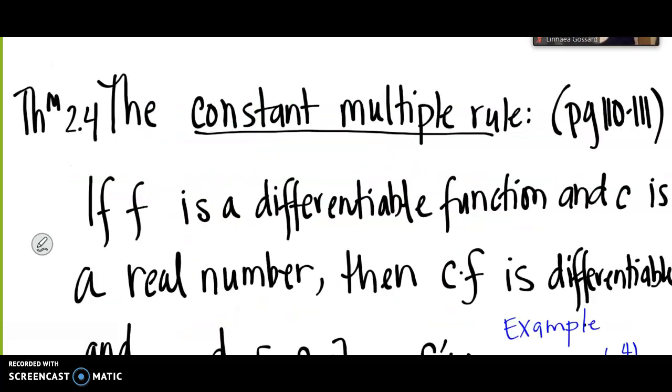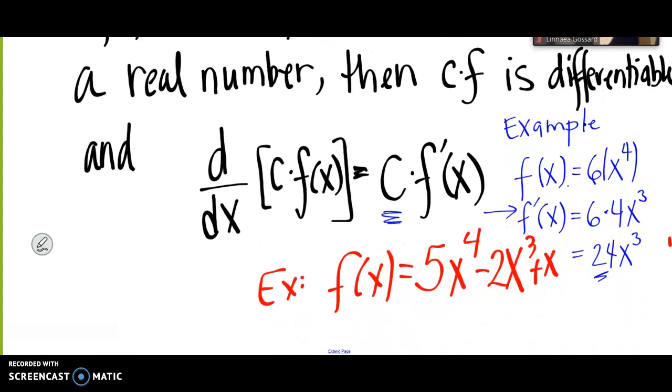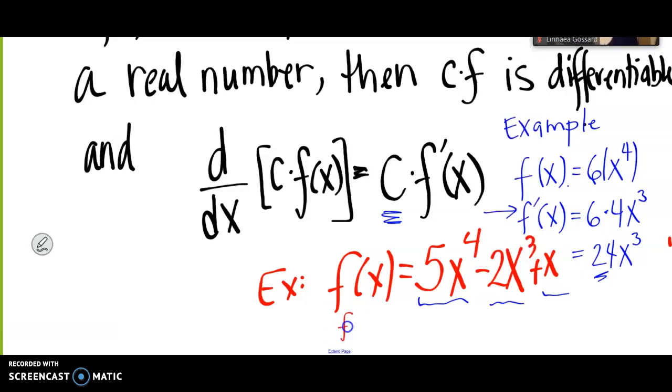Let's do that example that was in red here. So f of x equals 5x to the fourth minus 2x to the third plus x. So you can extend that to f of x plus g of x plus h of x. This would be your one function, this is your next function, and this is your other function. So if we're going to take the derivative of all that, f prime of x is how you say that, what would this be?